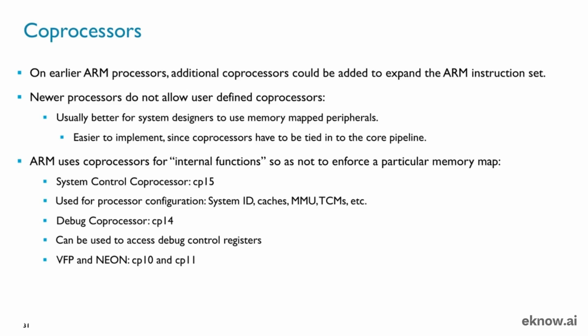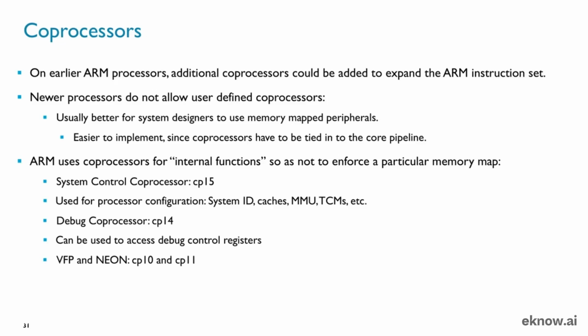Now, this is a very important point. Even though you can't add your own coprocessors anymore, ARM itself still uses the coprocessor concept for its own internal functions. These aren't extra chips you add. They are standard parts of the processor core. Why does ARM do this? It's a clever way to provide access to essential functions without forcing a specific memory map on system designers. By using the coprocessor instruction space, ARM gives a standard way to talk to these internal units, regardless of where they might be in the system's memory.